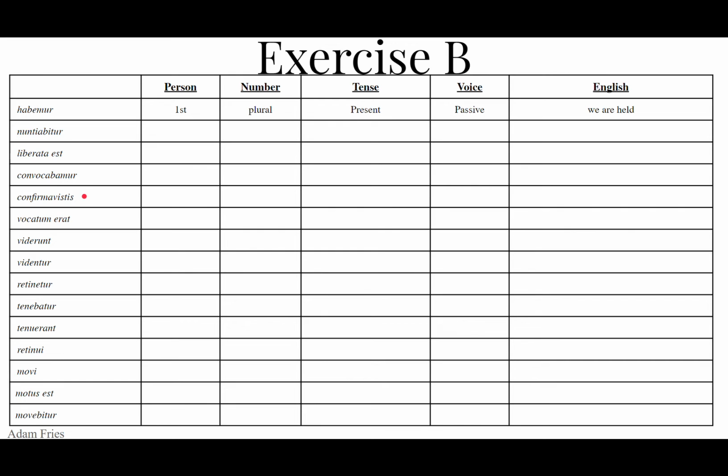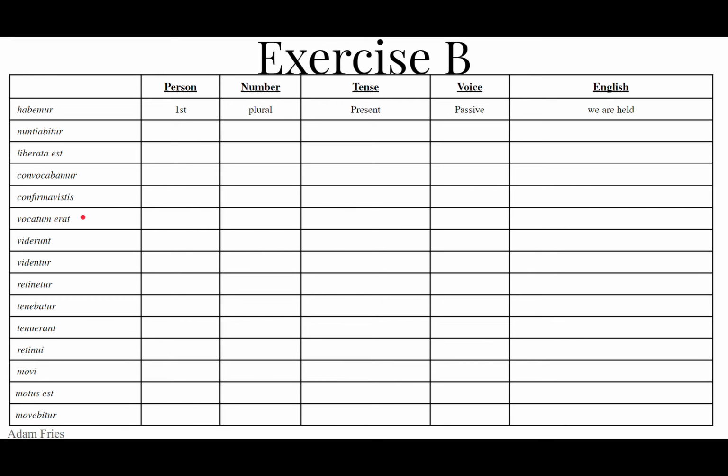Confirmavistis. So istis, first off, this comes from the perfect stem of the verb. Confirmo, confirmare, confirmavi, confirmatus. You really have to know those principal parts. So this is the perfect stem, confirmav, plus, it's not eratis, it's not eritis, so it's not pluperfect or future perfect, it's just the perfect. I isti it, imus istis erunt, so istis. Second person, plural, perfect, active. So ye confirmed, y'all have strengthened.